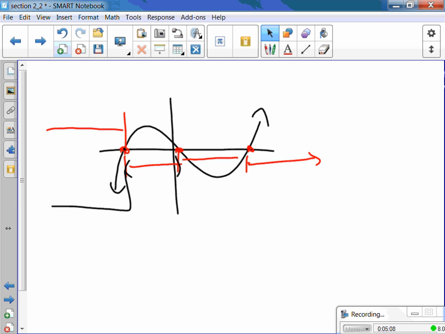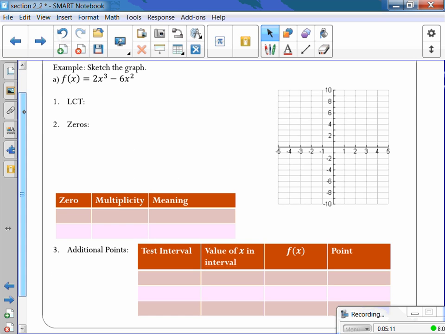So, here we want to sketch the graph of f of x equals 2x cubed minus 6x squared. First things first, can you help us out with that leading coefficient test? What is the end behavior? It's odd, and my leading coefficient is positive. So what's going on with the left and what's going on with the right? The left is falling and the right is rising.